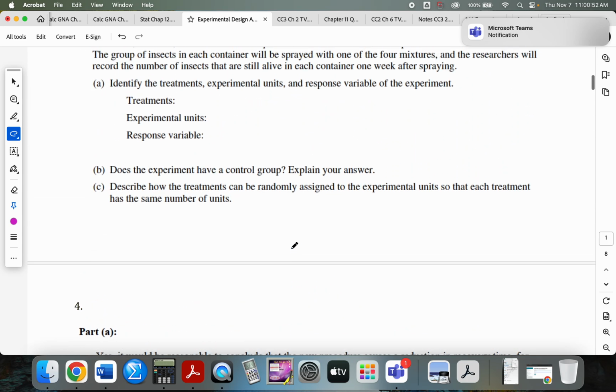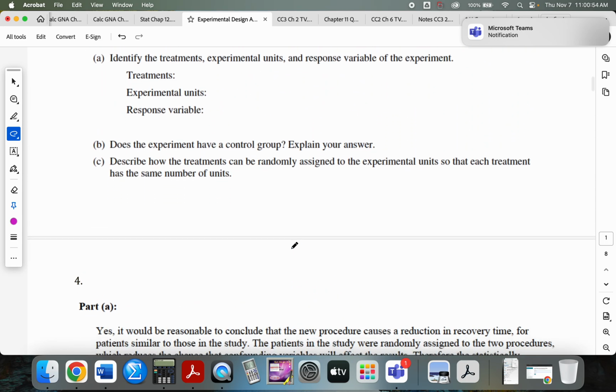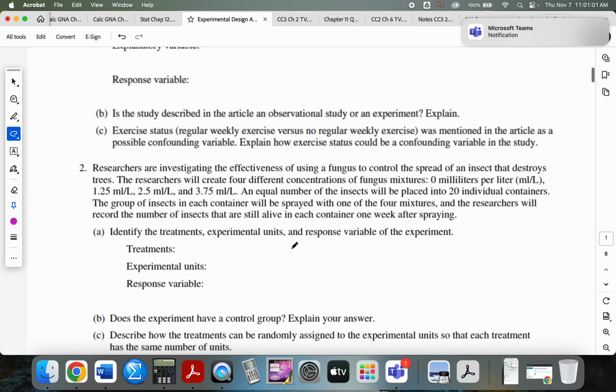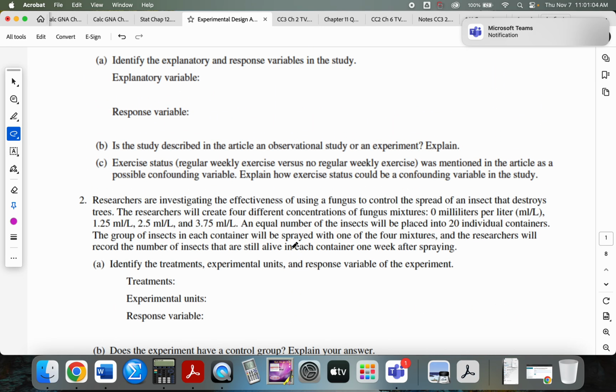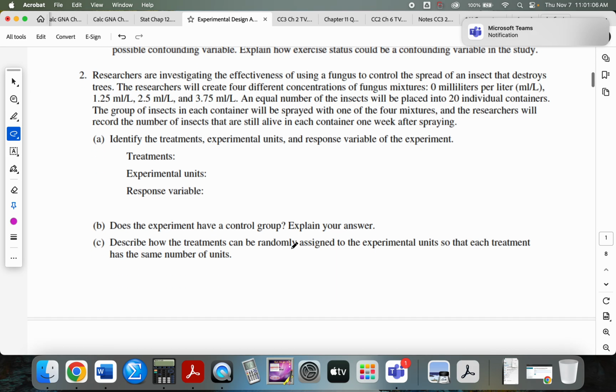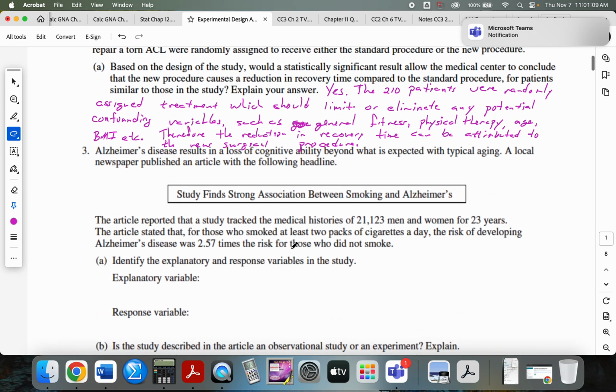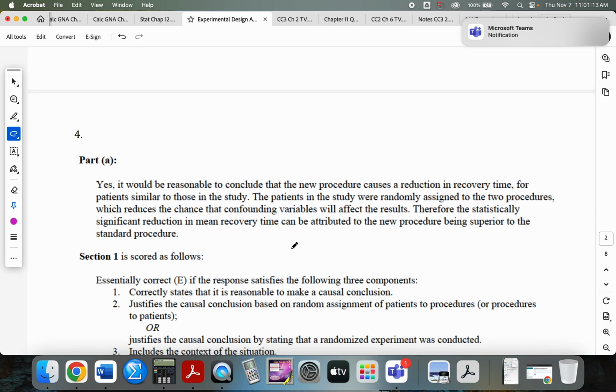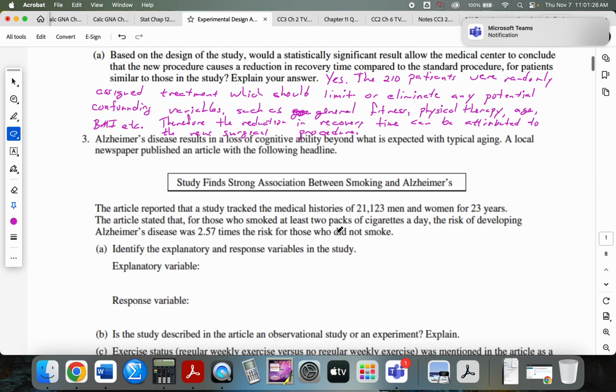So for that one, if we didn't say that fancy sentence they had at the end, about the statistically significant reduction in mean recovery time and that whole thing, but we just said that the difference was so significant that we knew it wasn't just by chance, if we said that, that's fine. Yeah, there's lots of leeway in this. All right.